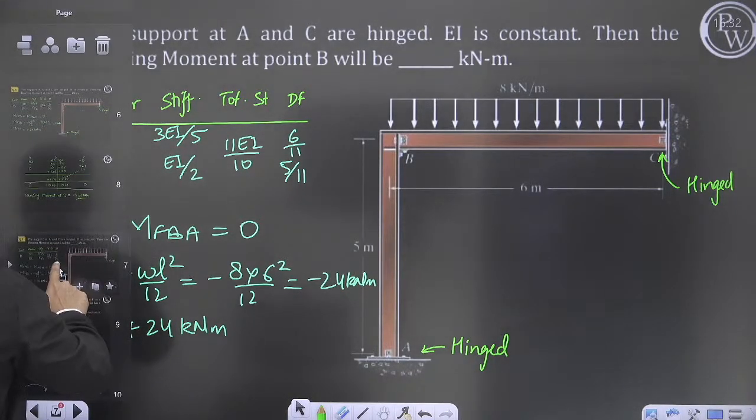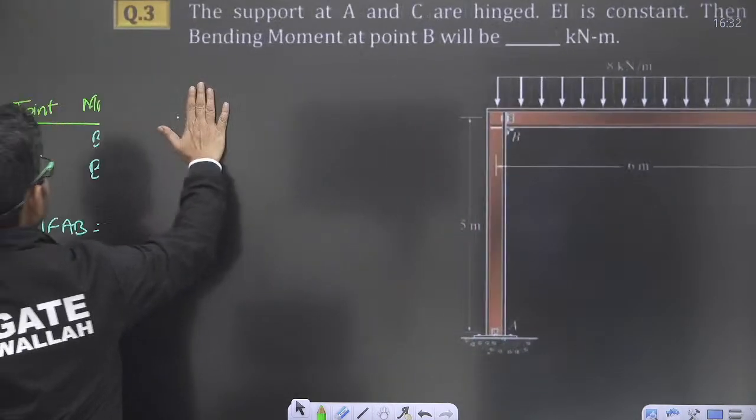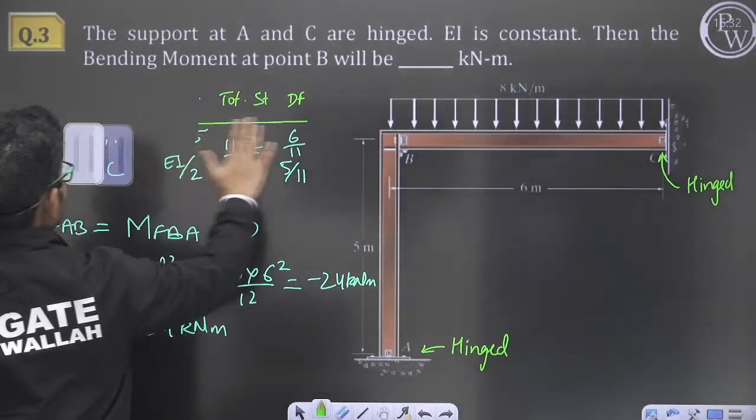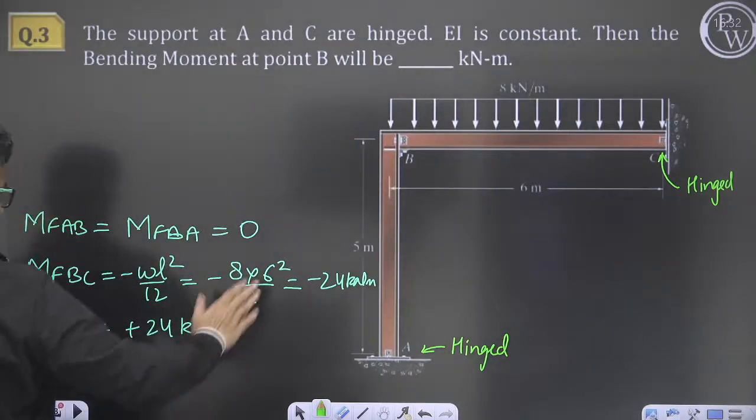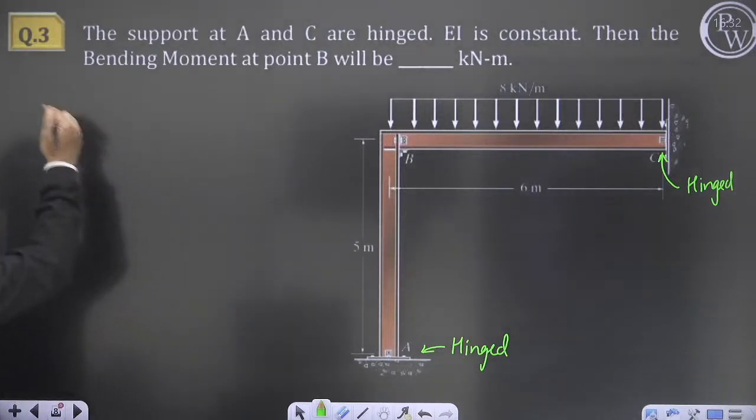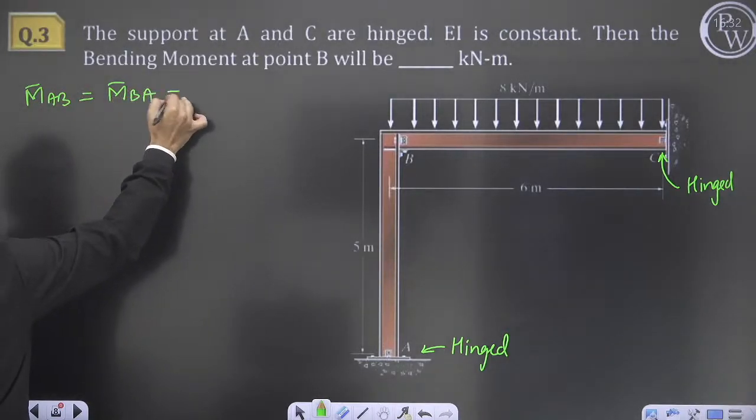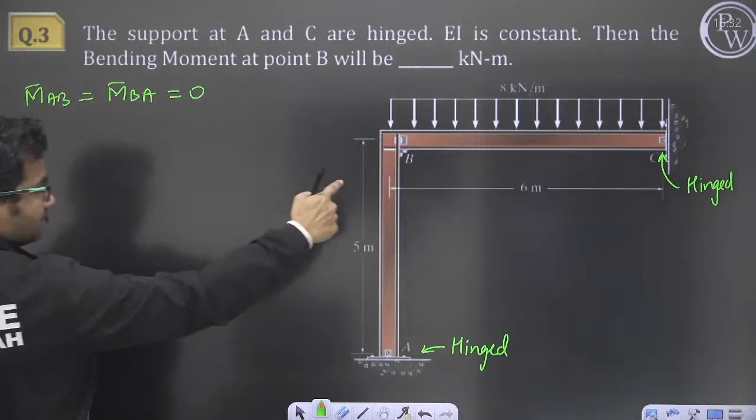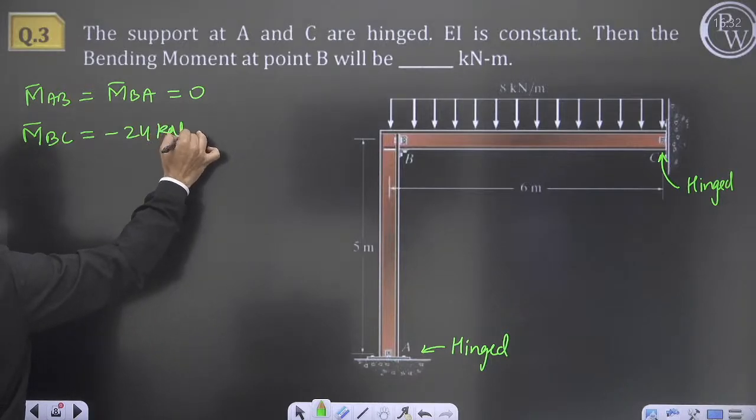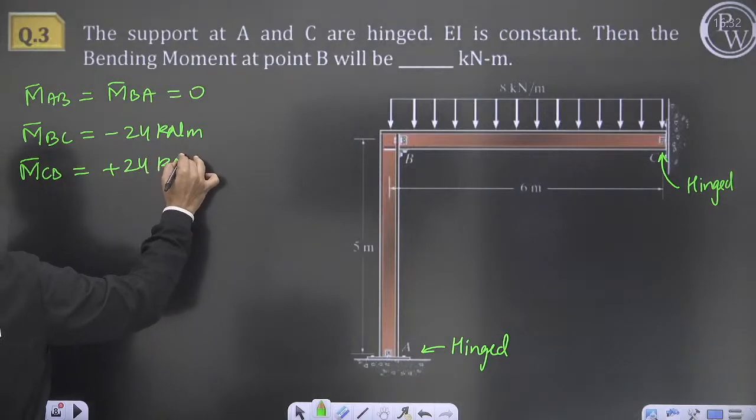Slope deflection method. For slope deflection method, there is no role of distribution factors. Okay, so fixed end moments we know. What are the fixed end moments? M bar AB will be equal to M bar BA will be equal to 0. M bar BC will be equal to minus 24 kilonewton meter. M bar CB will be equal to plus 24 kilonewton meter.